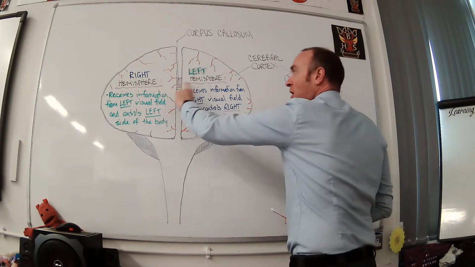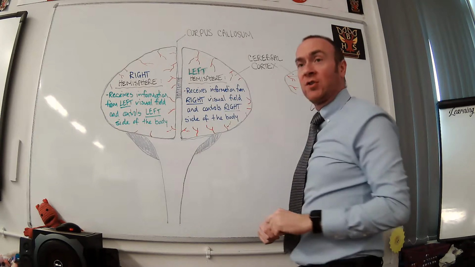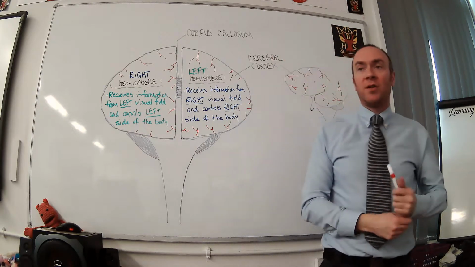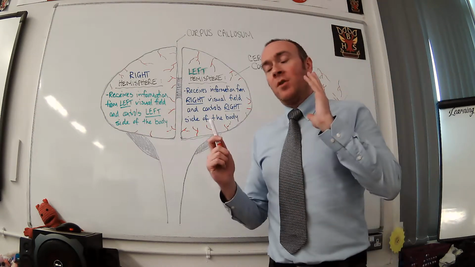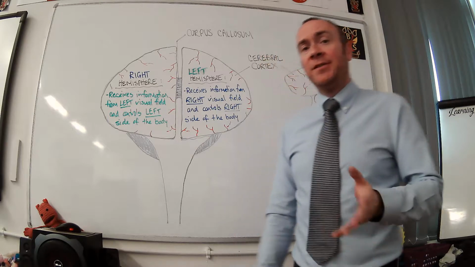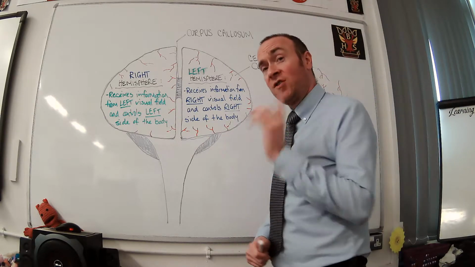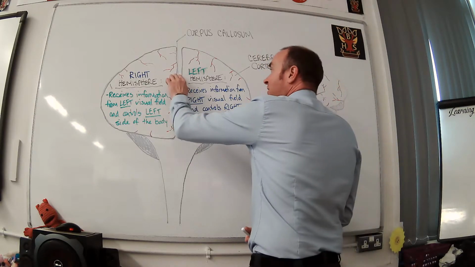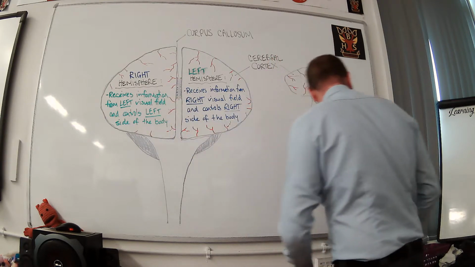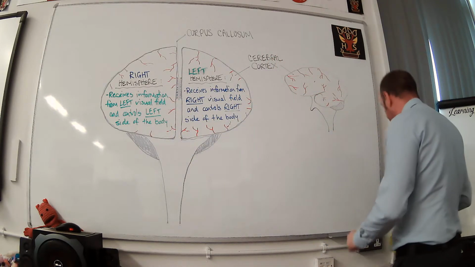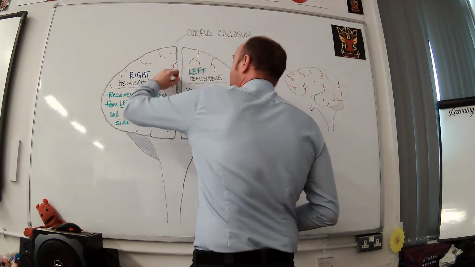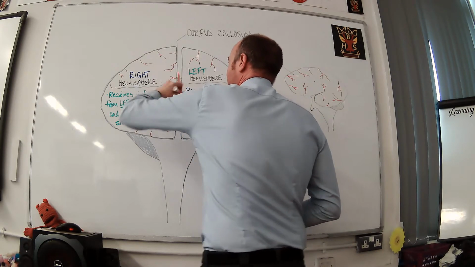That structure there is called the corpus callosum. Now, something quite interesting happens in patients where, in some cases, this is split, right? So you actually have an operation where your corpus callosum is cut. Now, there's all sorts of different reasons for that.